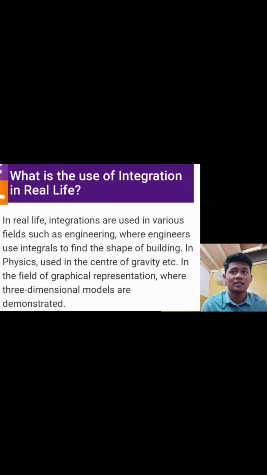The Q&A of integration is, what is the use of integration in real life? In real life, integration is used in various fields such as engineering, where engineers use integrals to find the shape of buildings. In physics, it is used in the center of gravity, etc. In the field of graphical representation, where three-dimensional models are demonstrated.